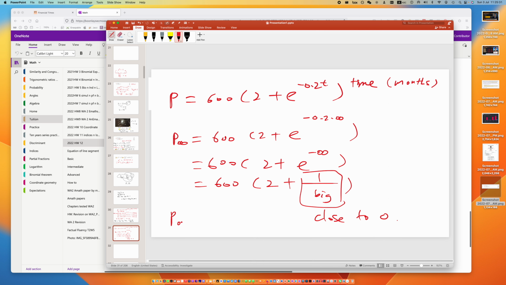Then the P infinity is 1200, not 0. No. Okay, I refuse to believe. So if you are a forecaster, you have a very bad forecast. It's not 0. Okay? The ultimate value for this population of that species is 1200.